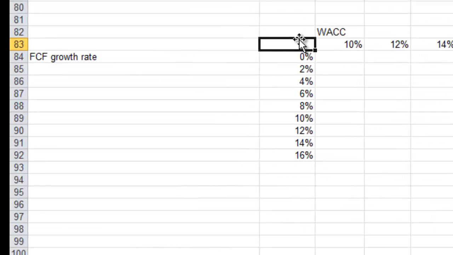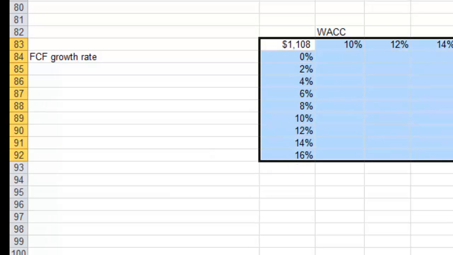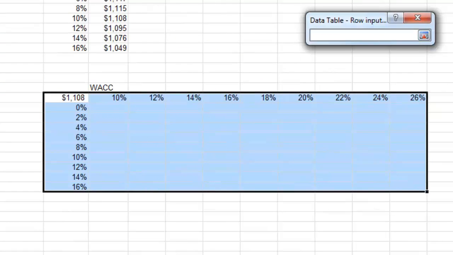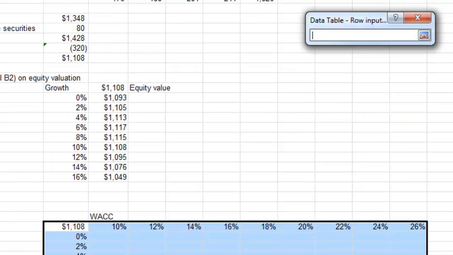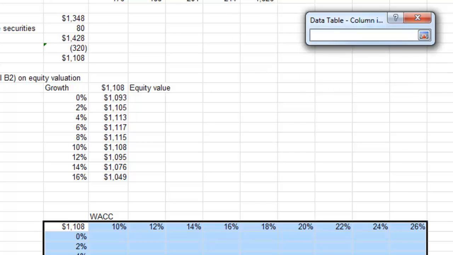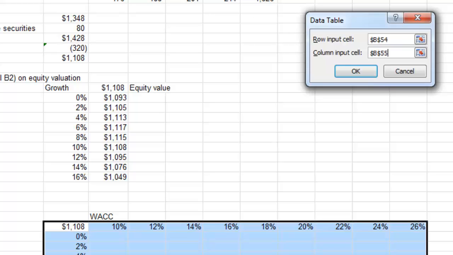Results cell again would be the equity value again, and so let's put in our data table. This time the row input cell is our weighted average cost of capital, and the column input cell is our free cash flow growth rate.